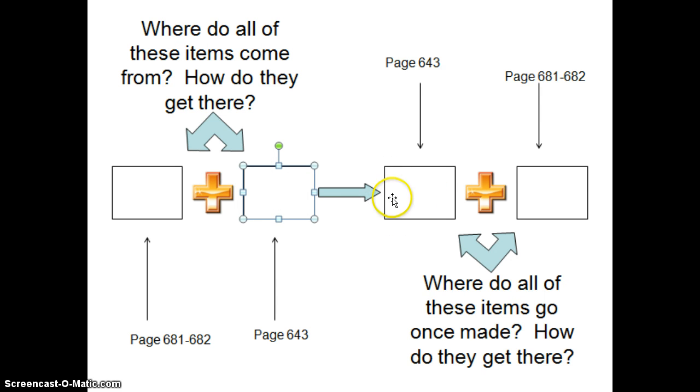And then once we make that glucose, where does it go once it's made? We don't keep it in the leaf, so where does it go? And how does it get from the leaf to that particular spot? You're going to find that answer on page 643. And then the last thing is that oxygen that is produced, where does that go and how does it actually get there? How does it actually travel from the leaf and get into the atmosphere? So take a moment and see if you can fill those out. And when you're done, come on back.